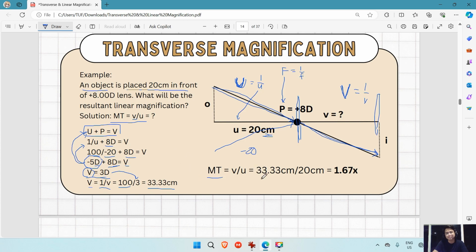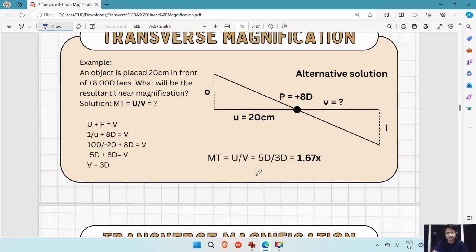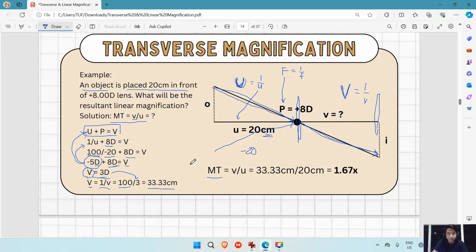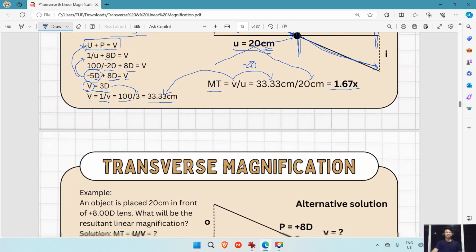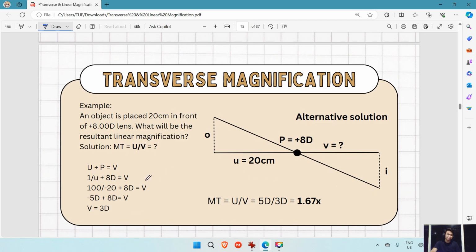So MT is equal to v over u. So where v is 33.33, and our u is 20, from the example. So our final answer would be that the transverse magnification is 1.67 times. Okay, let's proceed.